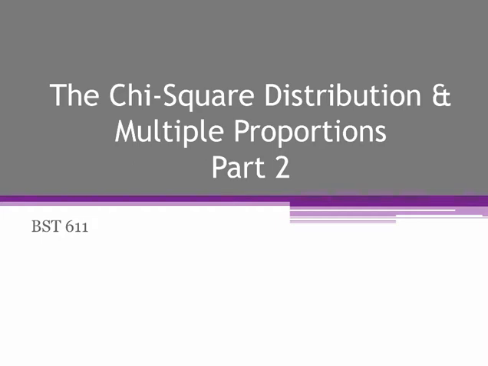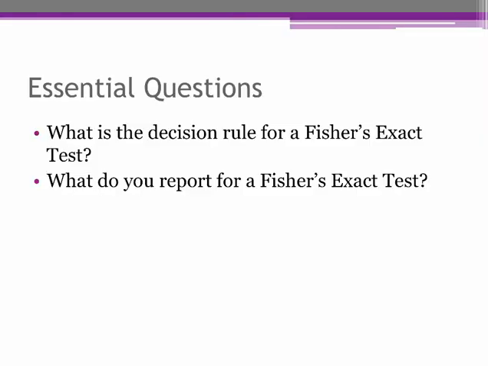We'll continue now with discussing chi-square distributions and multiple proportions. The essential questions are: what is the decision rule for you to use a Fisher's exact test to test multiple proportions? And if you use a Fisher's exact test, what statistics do you report in your write-up?